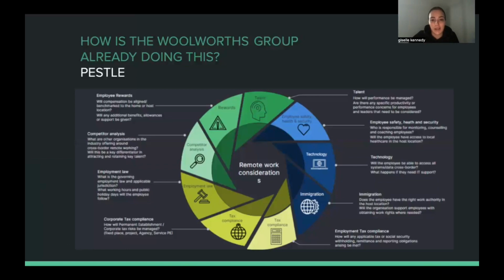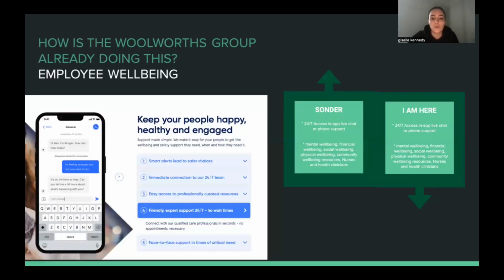As Matt's lecture highlighted, and this is the actual graph that he used, the Woolworths Group already takes some considerations into account in the form of a PESTEL framework with 9 key considerations that mostly touch on taxes, law, performance, and rewards in regards to employees. The Woolworths Group also provides 24/7 access to wellbeing resources, as well as registered nurses and health clinicians through their partners Sonda and I Am Here. With all the above, it's a decent starting point, but it honestly lacks support for personal and career development, confrontation of challenges, and implementation of proven effectiveness.